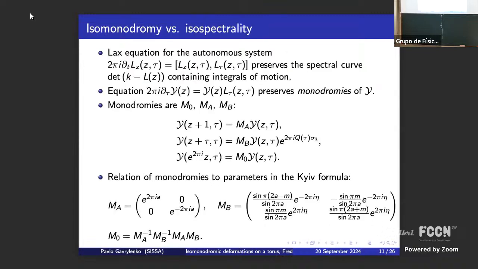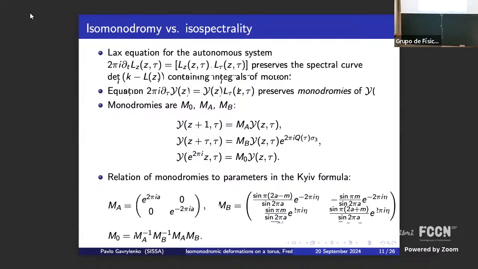In this case, we have another set of quantities which look much more like initial data, not integrals of motion. We have the monodromy of the solution of this linear system being invariant under this evolution. Monodromies are defined a little bit trickier than in the spherical case, because this solution is a section of an integral bundle. So when we continue along the A cycle, it is just multiplied by the monodromy on the left.